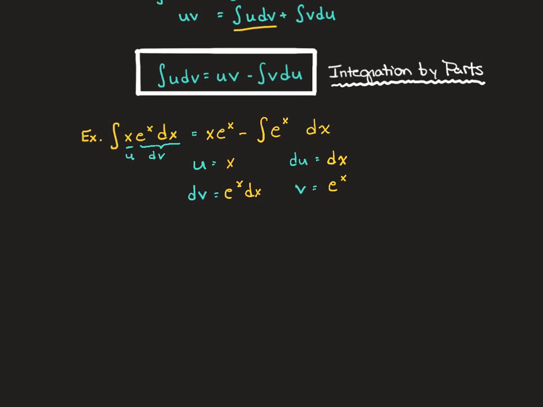Okay, so we started with an intractable integral, but look what we've come up with. We have x times e to the x minus the integral of e to the x, and we know what that is. That's just e to the x plus a constant.